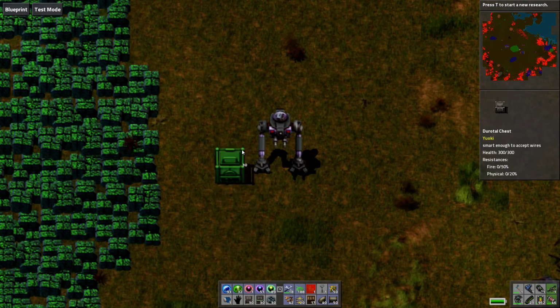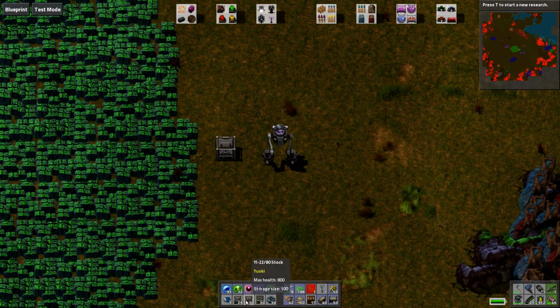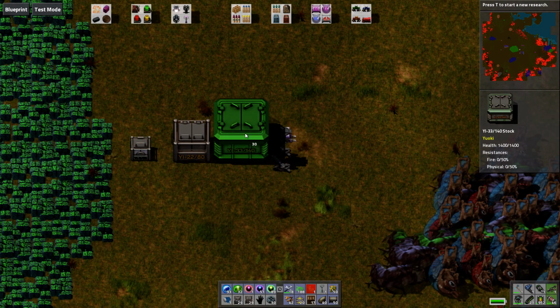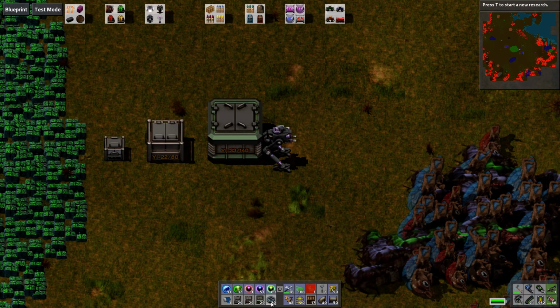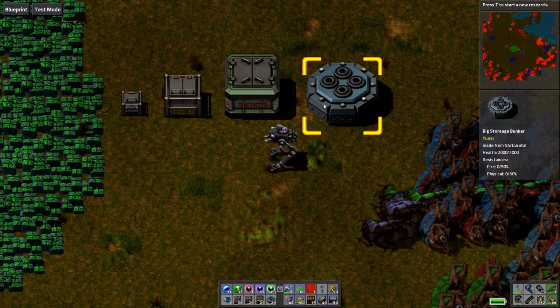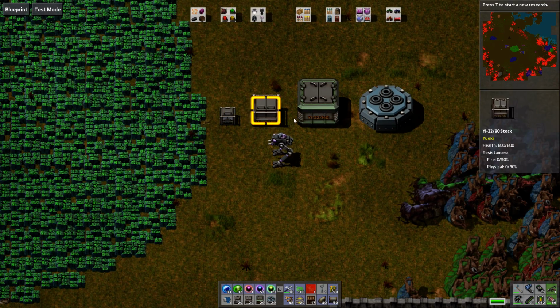Alright. We have wooden chests. We have steel chests. We have a bigger steel chest. And finally we have a very large chest. So I'm thinking that Yuoki will replace this graphic sooner or later, because he recently replaced these graphics.